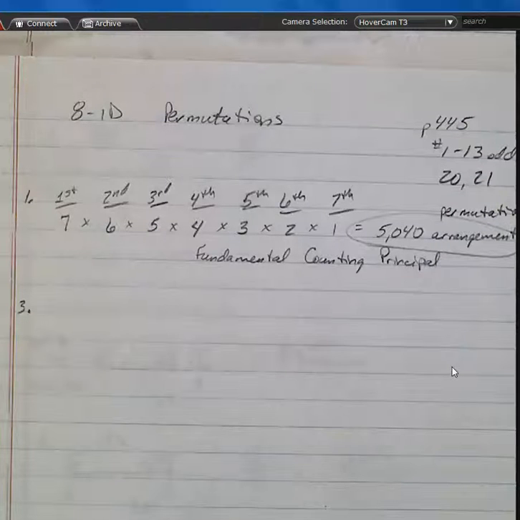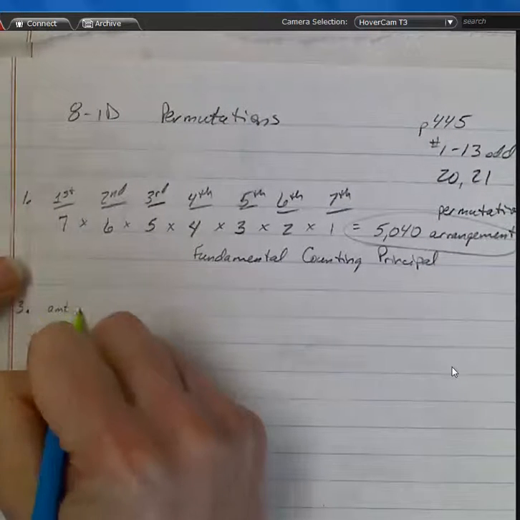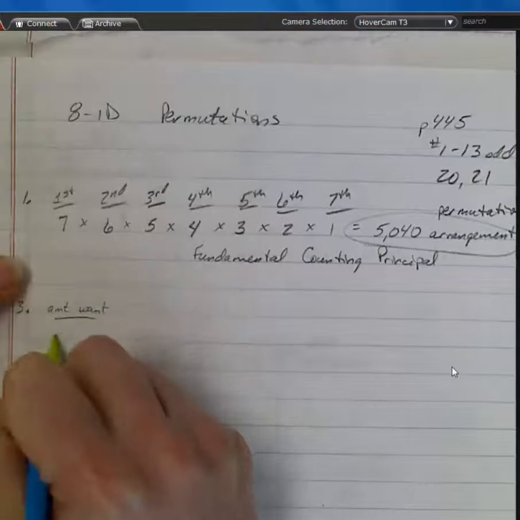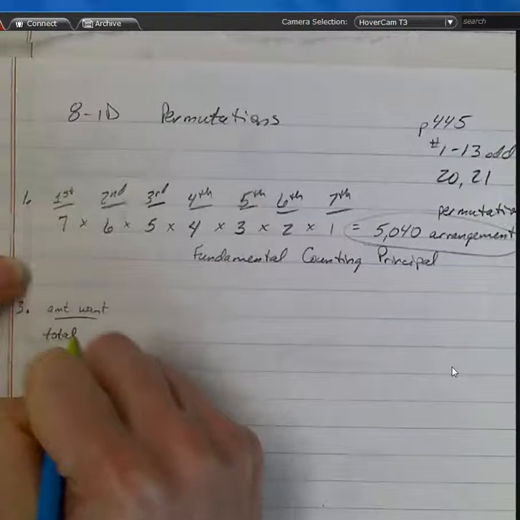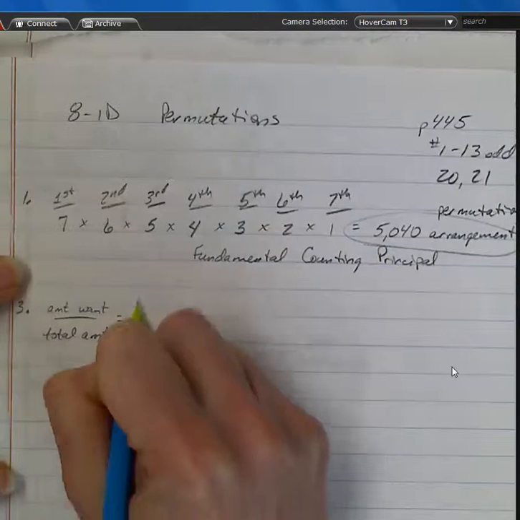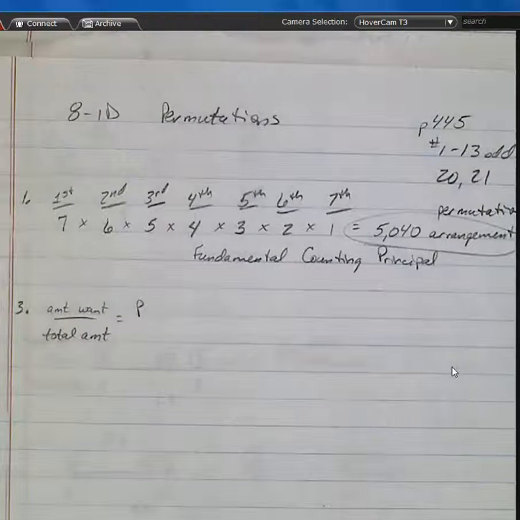What do you have to do for probability? Everybody raise your hand. Ooh, I know probability. What is probability, Nate? The amount you want equals, okay. The amount you want over the total amount of stuff. Total amount. That's your probability. Well, how many ways could I get season 1 first and season 2 second? How many ways can I do that?